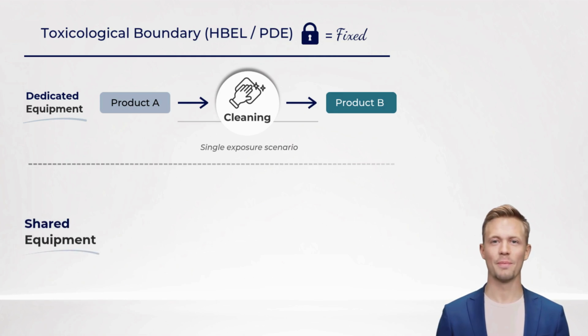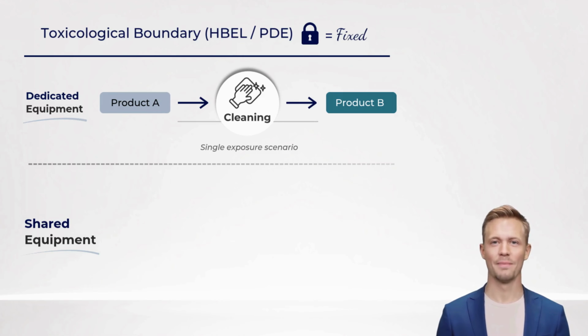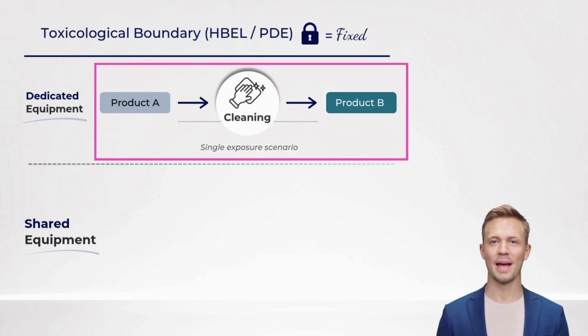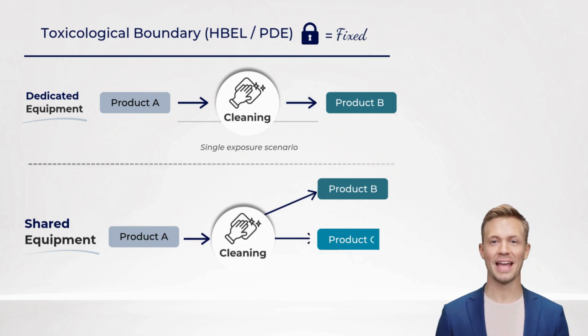However, in shared equipment environments, the next manufactured product is not always the same after cleaning. Different products may be scheduled depending on planning, demand, or batch sequencing. As soon as more than one next product becomes possible, you are no longer managing a single defined transition. Instead of one scenario, such as product A to product B, you may instead be managing several plausible transitions, such as product A to B, then product A to C, or product A to D.